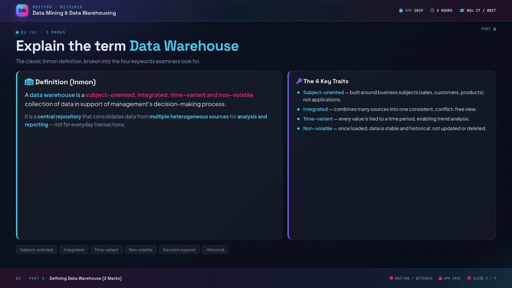Time-variant means every value is tied to a time period, which enables trend analysis. And non-volatile means once the data is loaded, it stays stable and historical. It isn't updated or deleted like data in an operational system. Memorize those 4 traits, and this is an easy 2 marks.